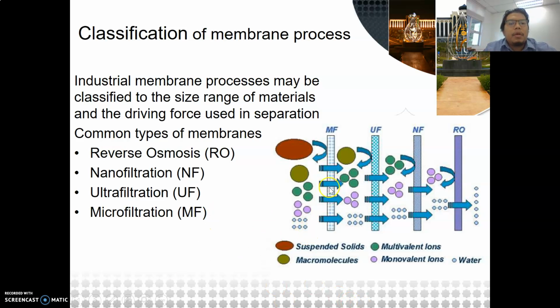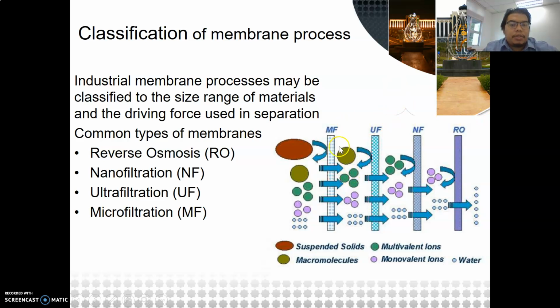For example, here, say we have a lot of particles in our solution. We have larger particles, and we have a mixture of small particles and tiny particles. For the membrane process to work well, each membrane will have pores, so it can pass through only certain elements according to their size.